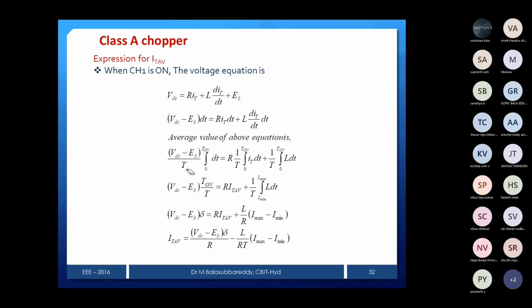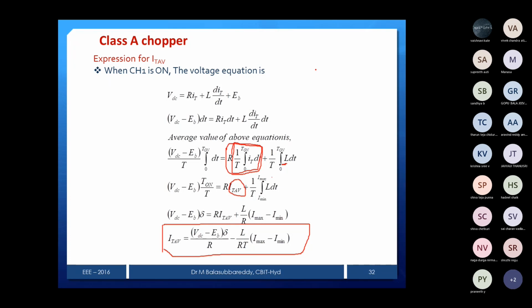Now you can see this. What I am doing is just integrating 0 to T on portion, and this portion is the average chopper current. I can represent it as 1 by T into the integral from 0 to T on of I dt, that is the IT average. In 0 to T on, the inductor current varies exponentially, from I minimum to I maximum. Then substitute that, and you will get the average thyristor current.